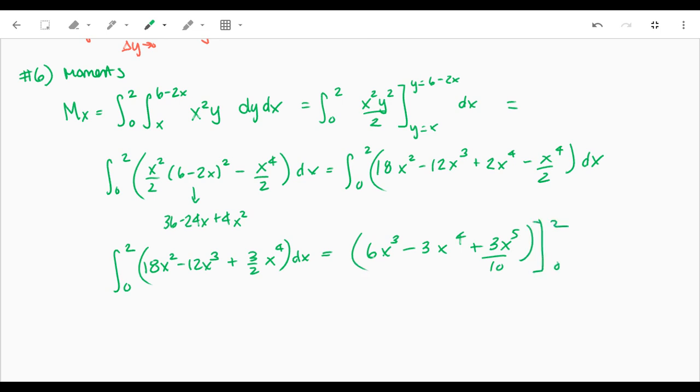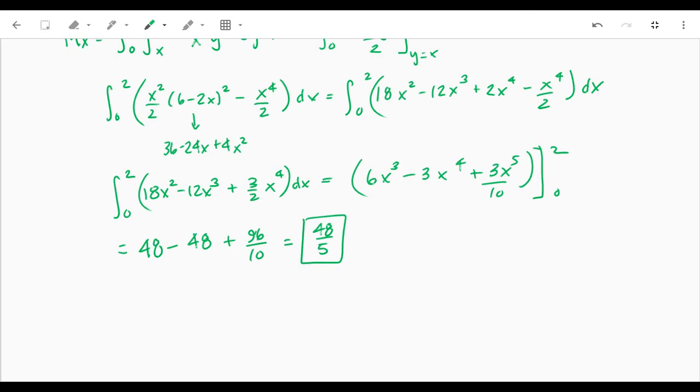So we'll have 48 minus 48, right? Plus 2 to the 5th is 32, so 96 over 10. So the 48s cancel out, and we have 48 over 5. That's our final answer. Okay, and then we'll do something similar for the moment about the y.